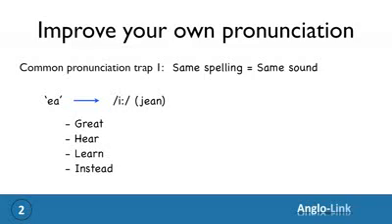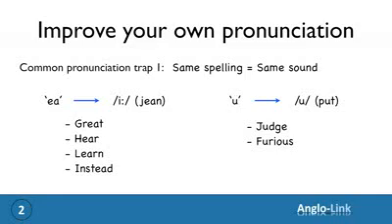Another tricky letter is the letter U. If you imagine that the letter U always sounds like U, as in put, you will mispronounce the two following words, judge and furious, because the letter U is sometimes U, many times A, and occasionally U.